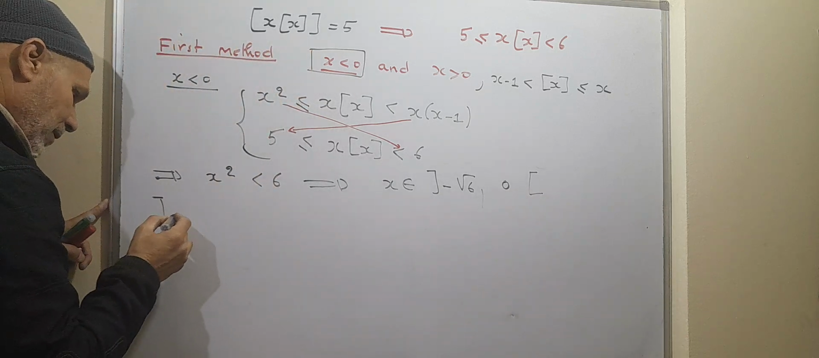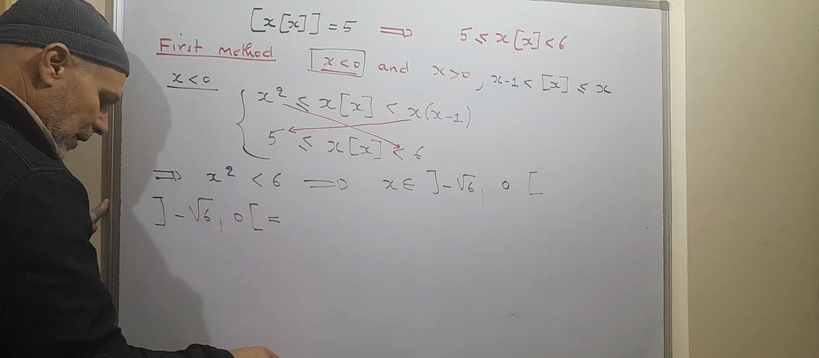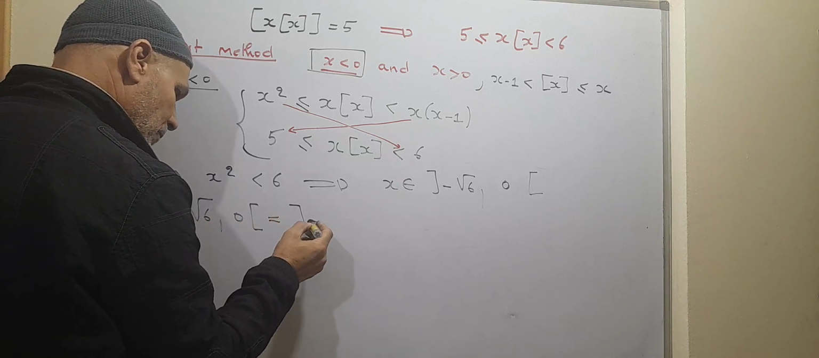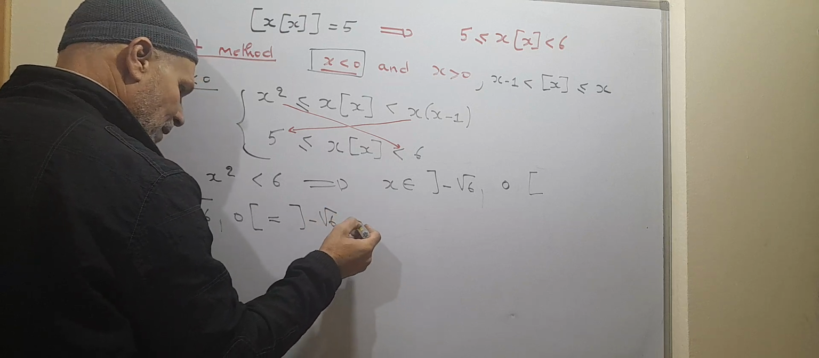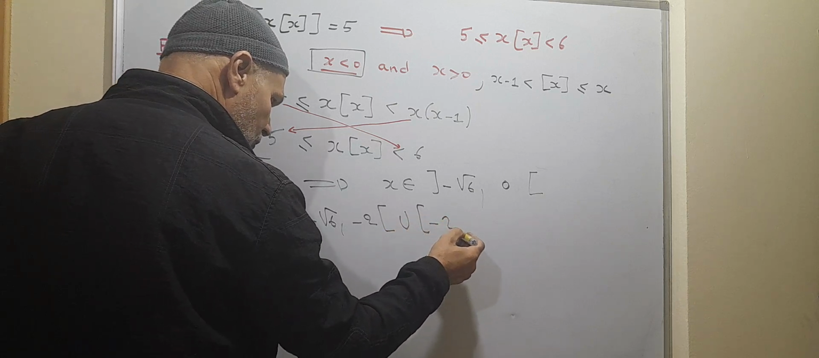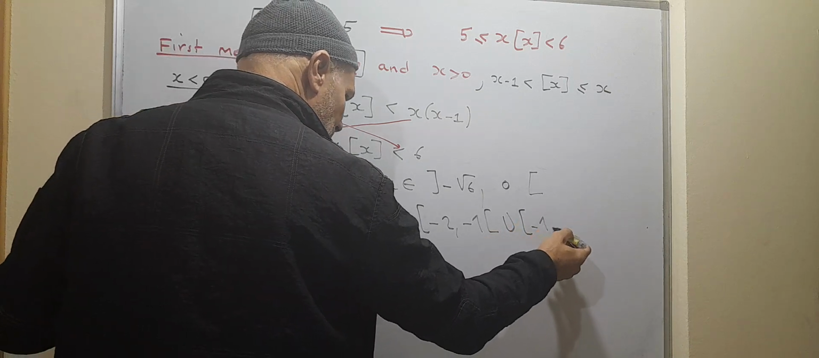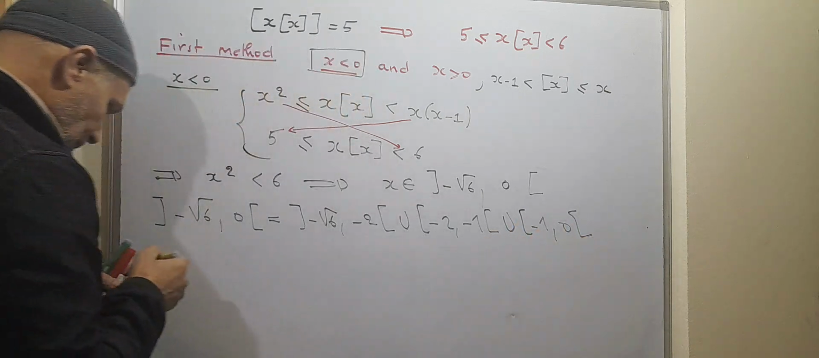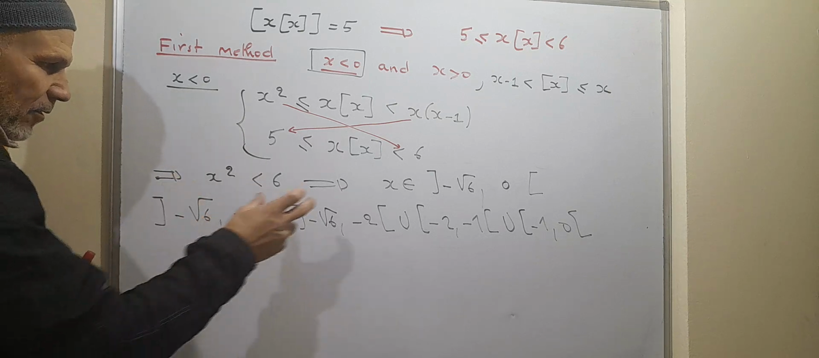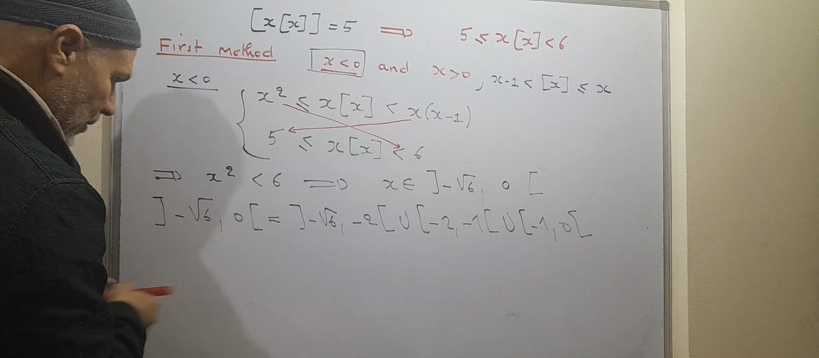But to remark that the interval minus square root of 6, 0 is equal to, we will divide it into minus square root of 6 to minus 2, union minus 2 to minus 1, union minus 1 to 0. Then we take for every single subinterval a discussion.